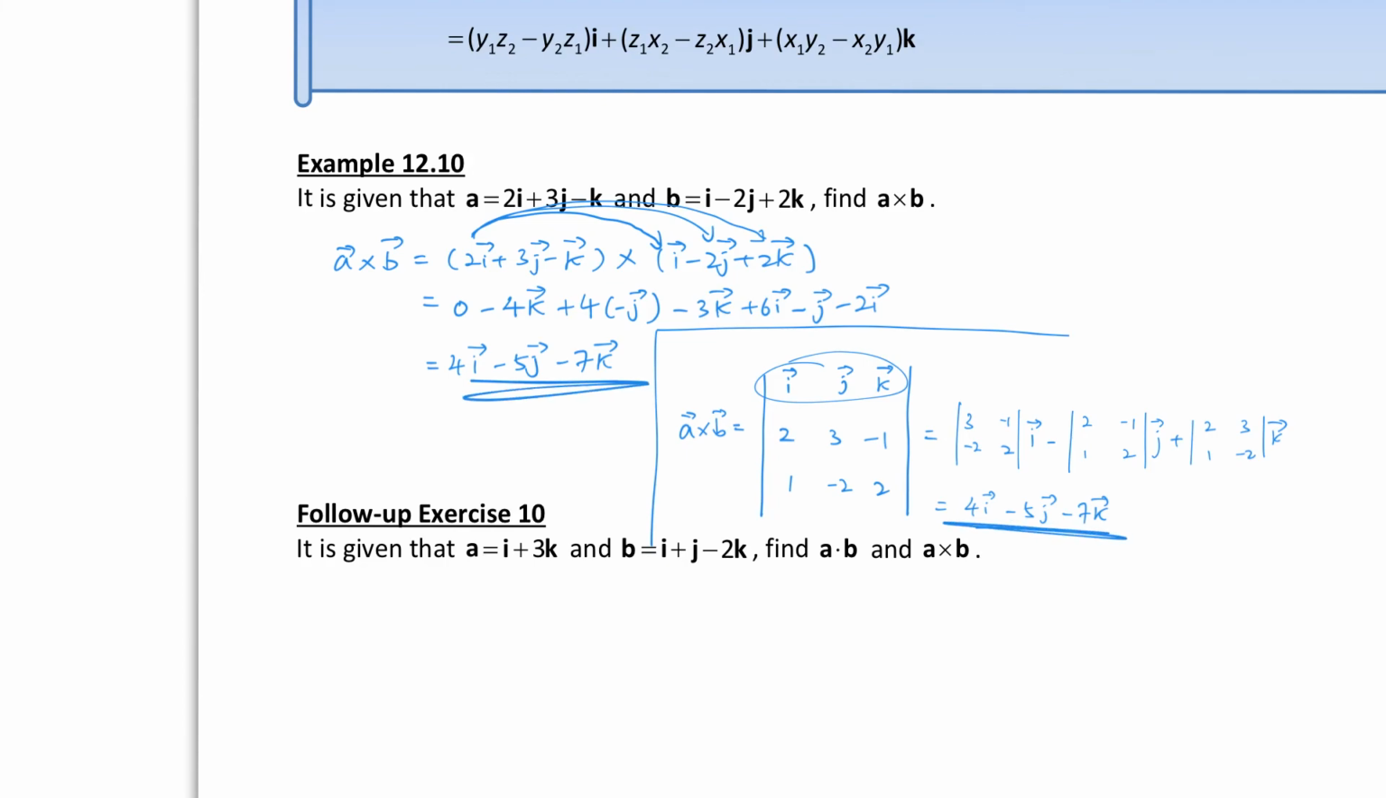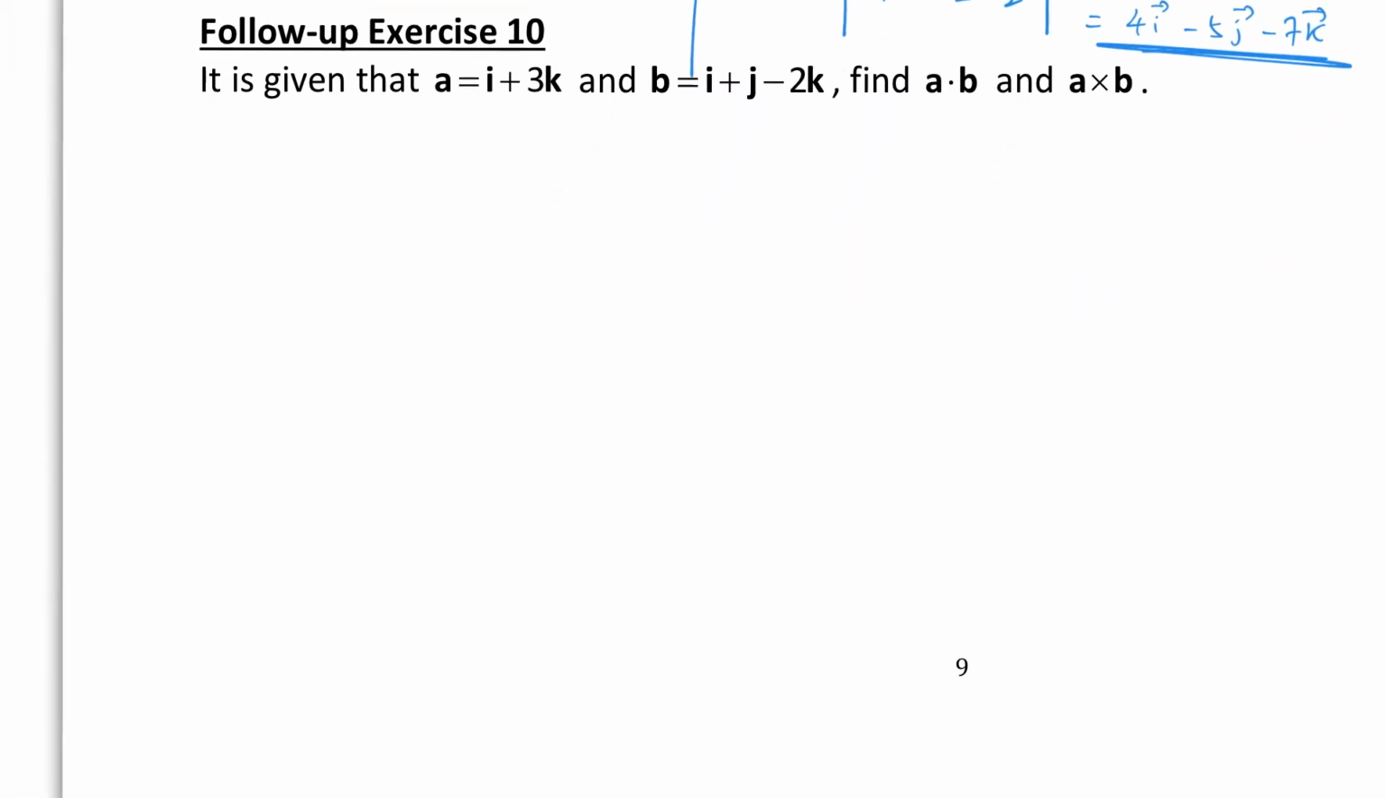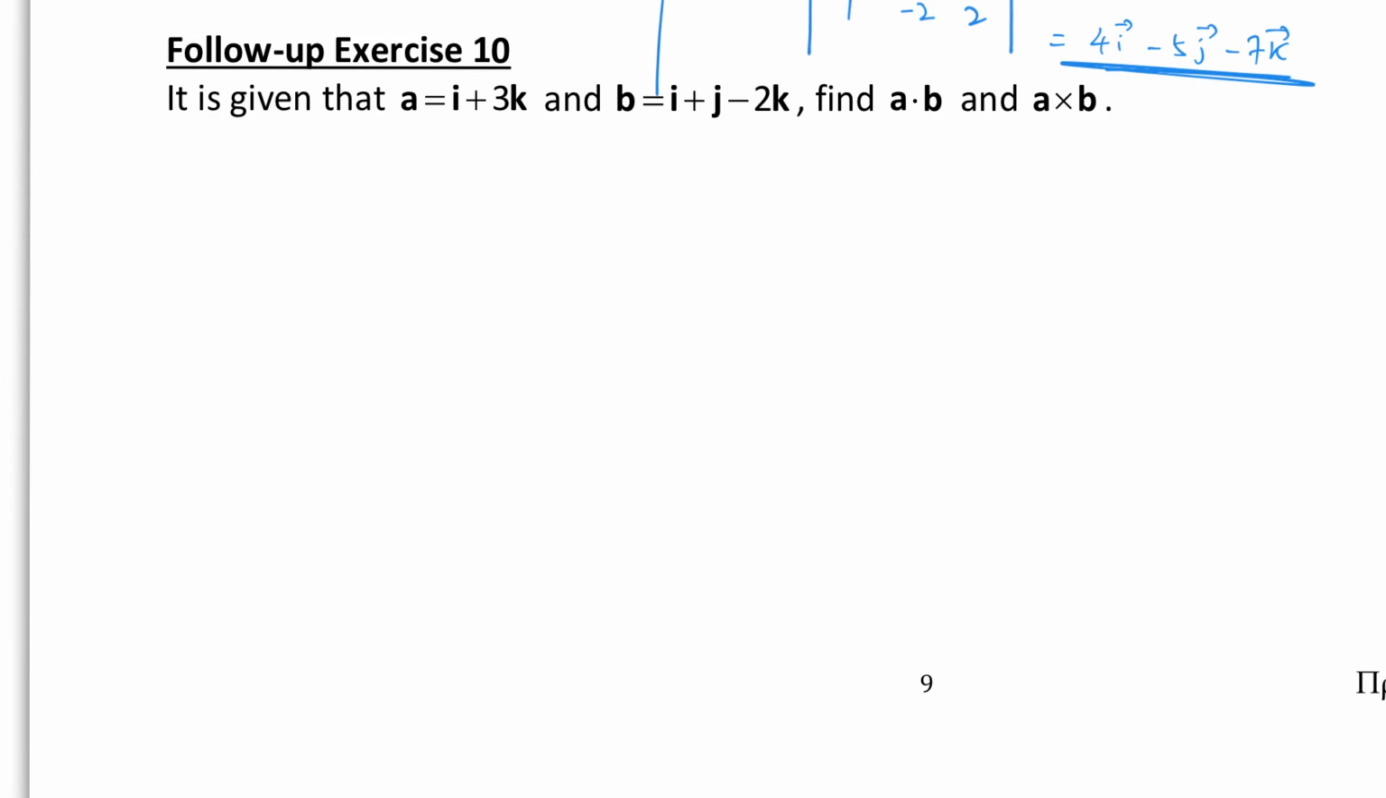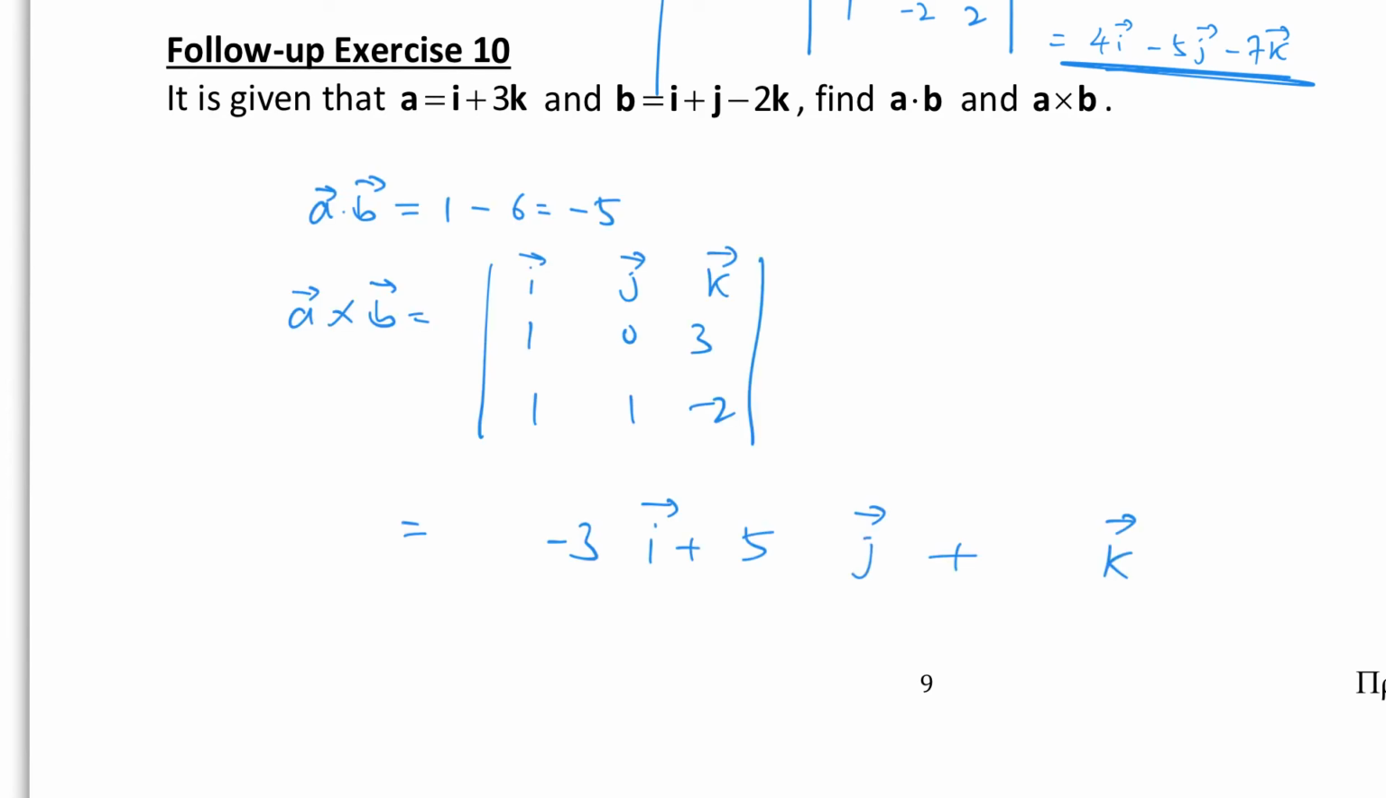So maybe you can use this way to find a cross b. Remember, the a vector and b vector must be in the Cartesian coordinate plane. You may pause the video and do follow exercise 10. So this is the final answer.